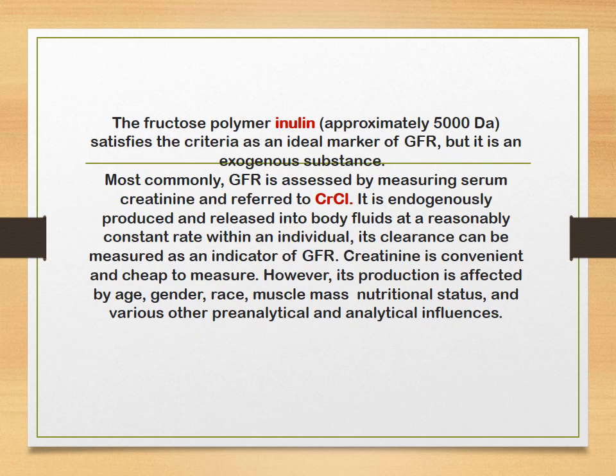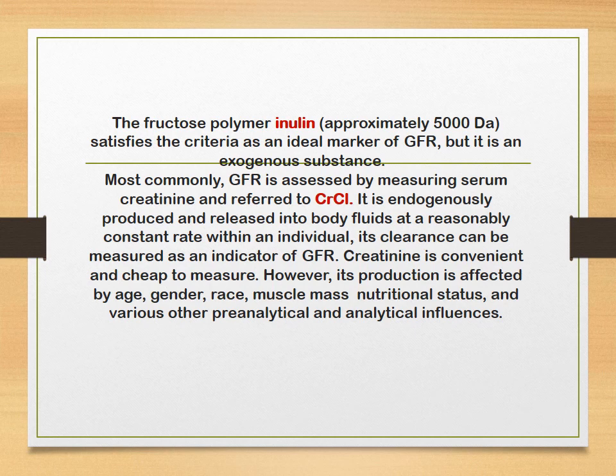The best marker of glomerular filtration rate is inulin. It is a polymer of the carbohydrate fructose, and it is not metabolized from intake to excretion, not reabsorbed, not secreted. It is the ideal marker, the gold standard marker. However, its disadvantage is that it is an exogenous substance.